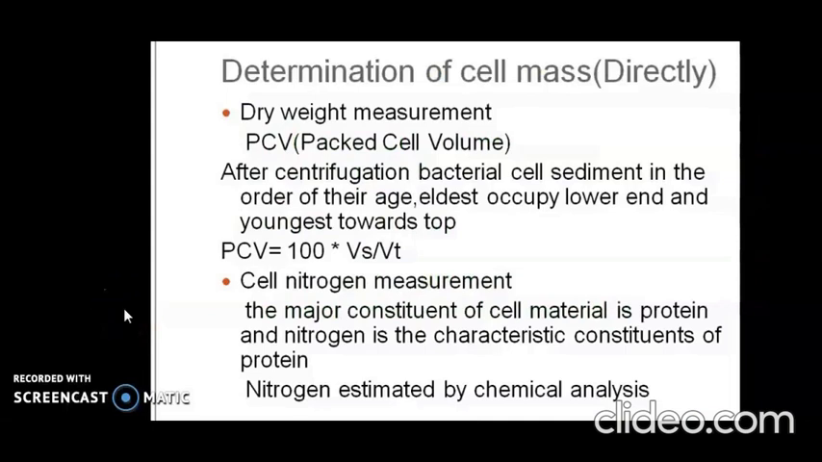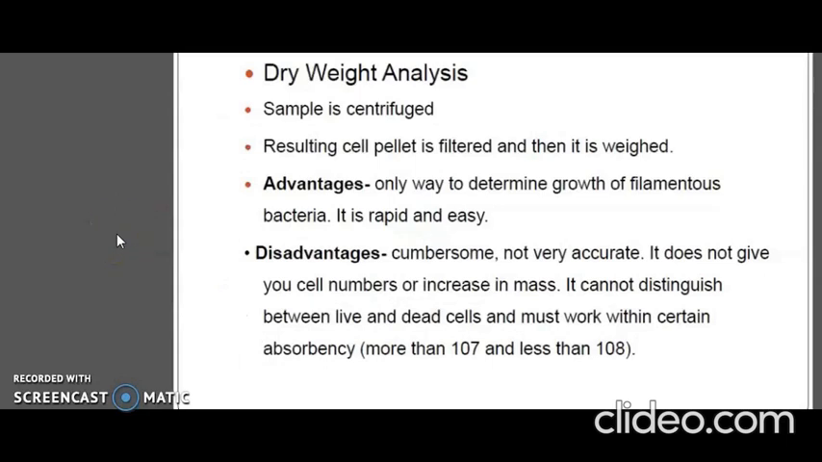Next is the determination of cell mass. First we will look into the direct methods that include dry weight measurement and cell nitrogen measurement. In the measurement of dry weight of cells, the sample is centrifuged and filtered, and the residue on the pellet is washed a number of times to remove all the extraneous matter. The residue is then dried and weighed.